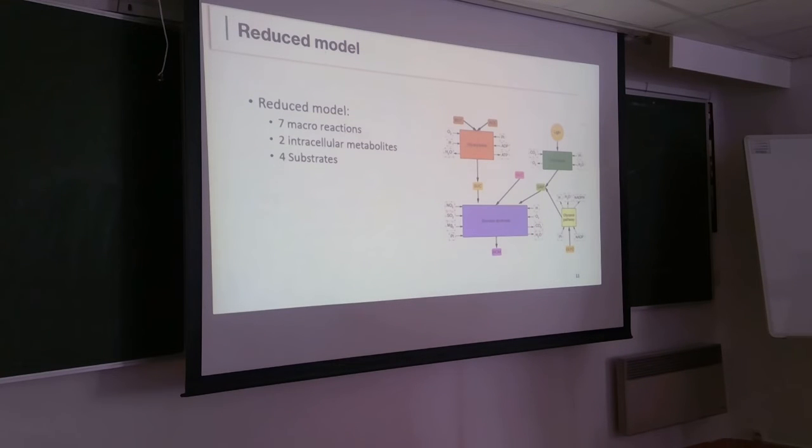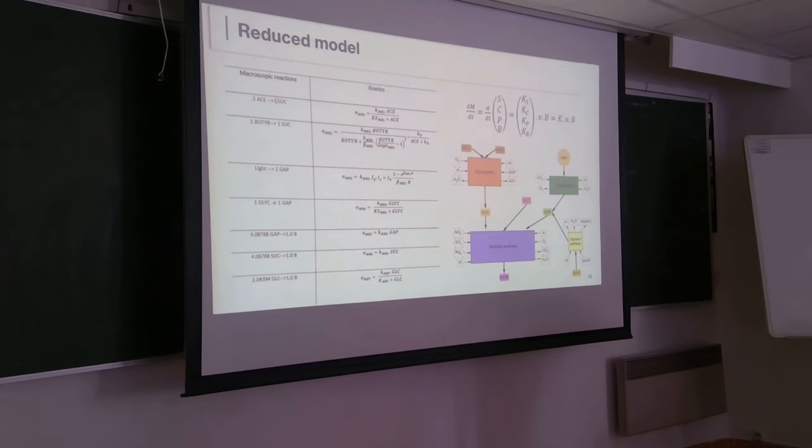So this is the reduced metabolic model. First we have almost 200 reactions and metabolites, and by applying that method we end up with 7 macro reactions and 2 intracellular metabolites. There's the GAP and substrate, and also the substrates, both butyrate and acetate, that come from the direct fermentation, and then glycerol and glucose that they're going to add. So this is the kinetics of all of the reactions.